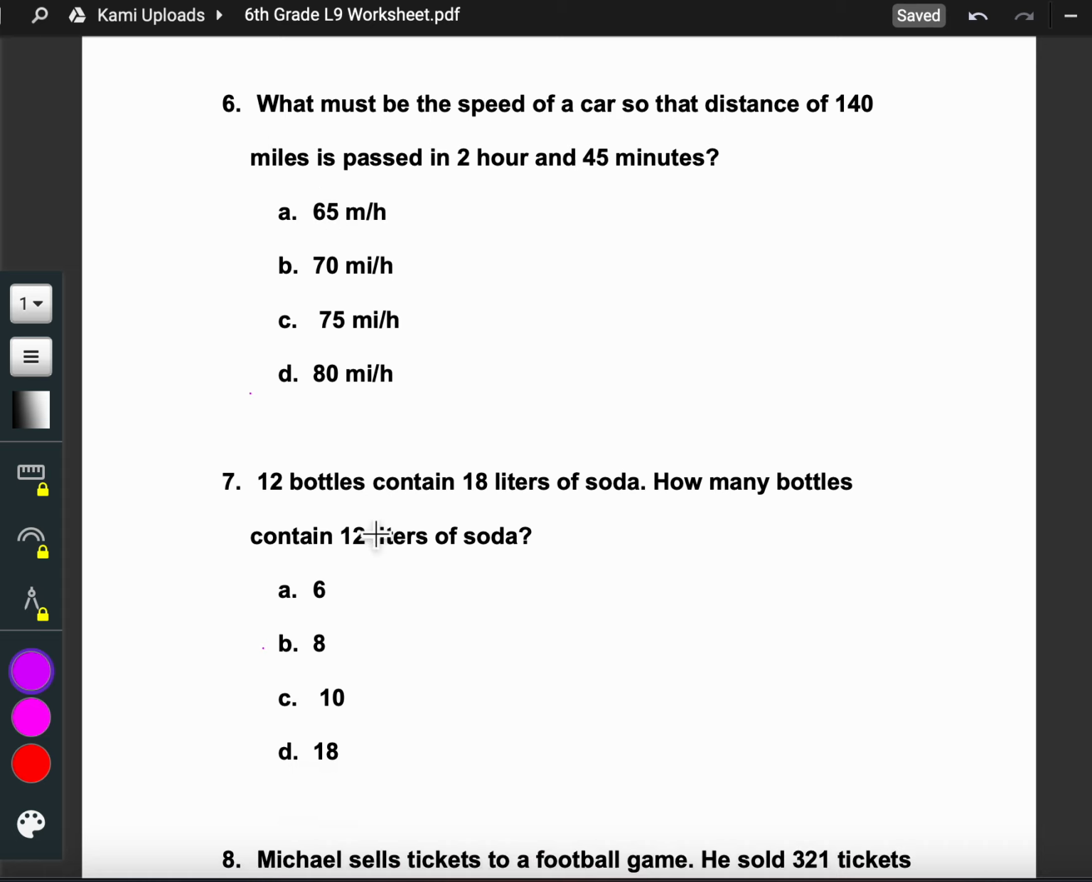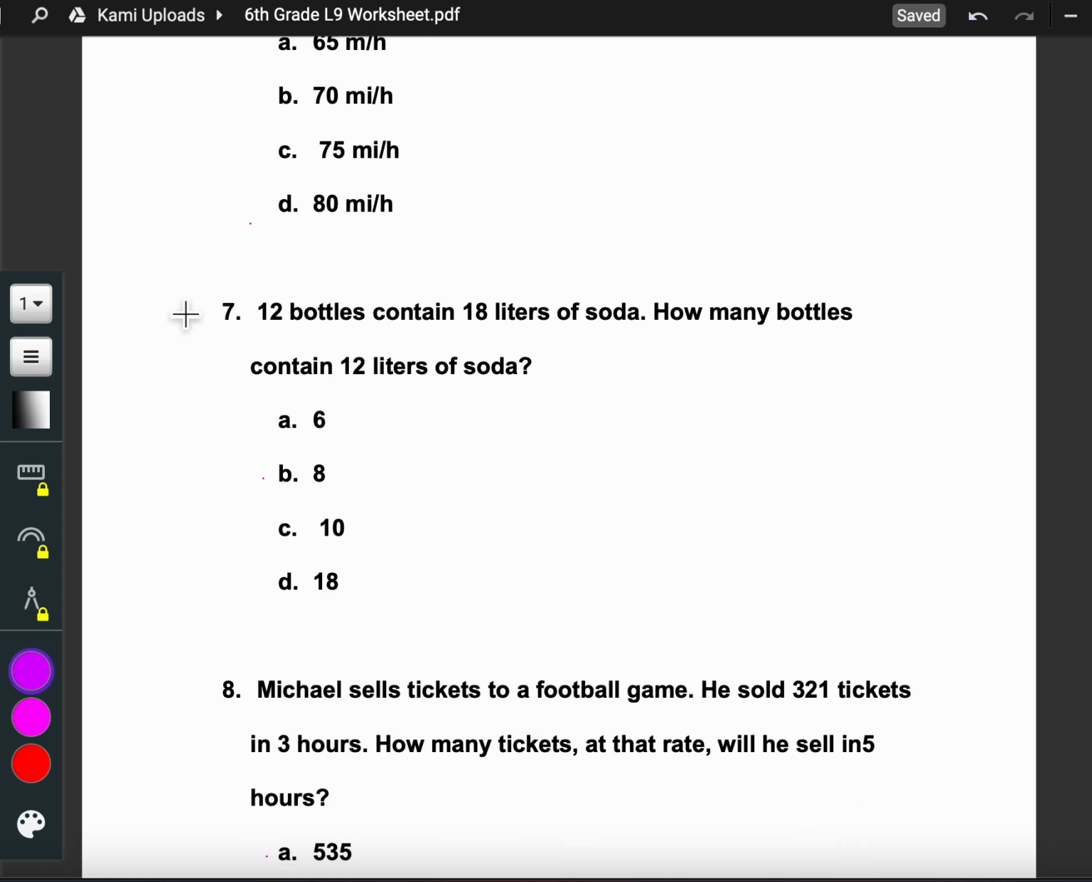Okay, let's look at number 7. 12 bottles contain 18 liters of soda. How many bottles contain 12 liters of soda? So we have 12 bottles that contain 18 liters of soda. We want to find out how many bottles contain 12 liters of soda. So we're going to cross multiply 18 times x and 12 times 12.